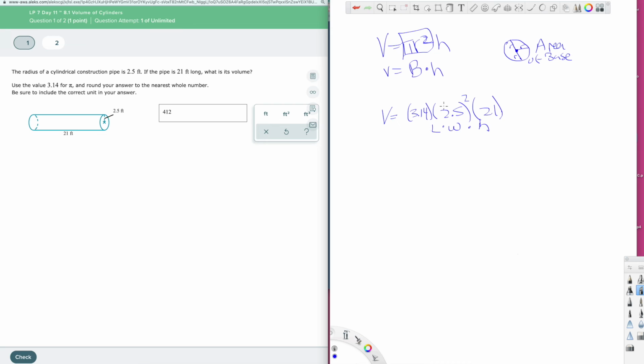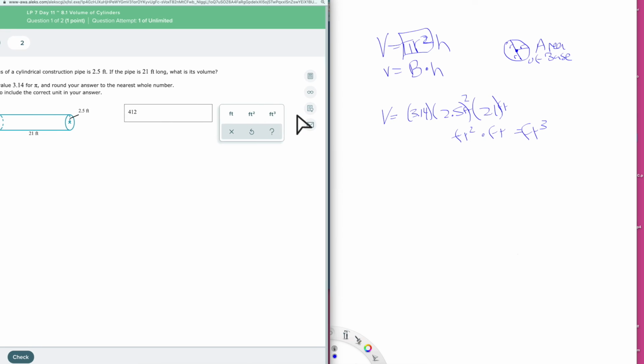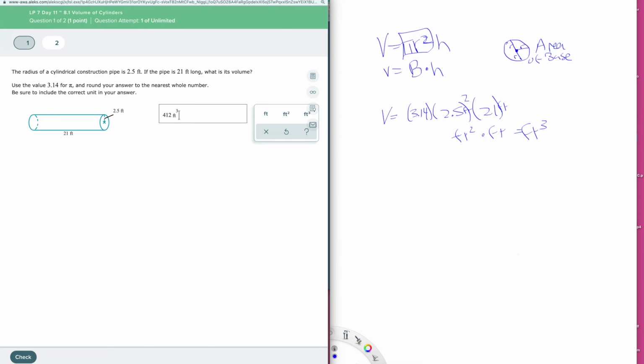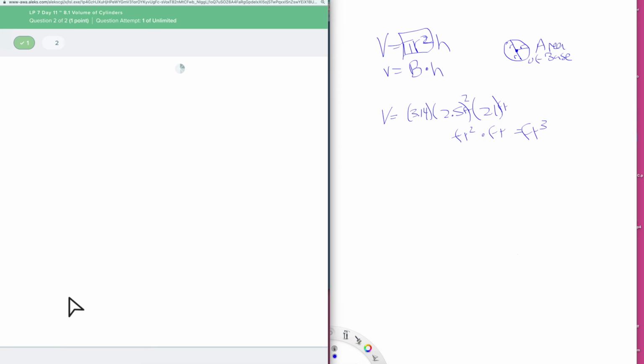We can also consider that each one of these has a feet on it, except for the 3.14. So this would be feet squared, because feet times feet is feet squared. This is another feet, so we end up with feet cubed. Again, 3-dimensional. So we want to make sure that we click feet cubed. If it'll let me click it. Why isn't it allowing it? Let me scroll over. That's why. All right, so let's go ahead and check that guy. Perfect. All right, we're going to go to the next one.